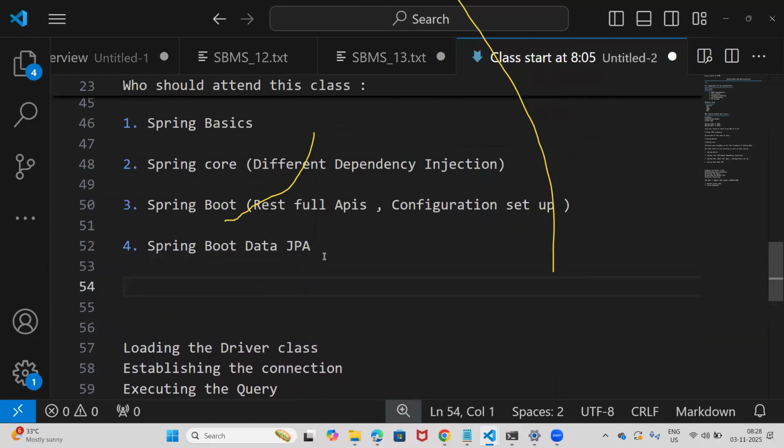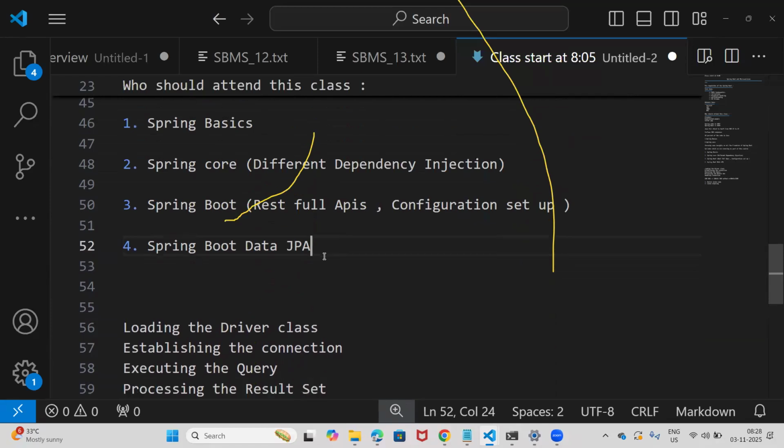Come on, guys. Here we'll see how we can connect to and interact with the database, guys. We'll see in detail.